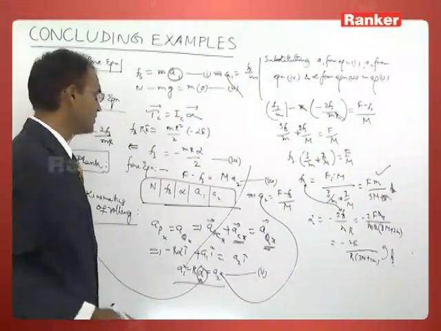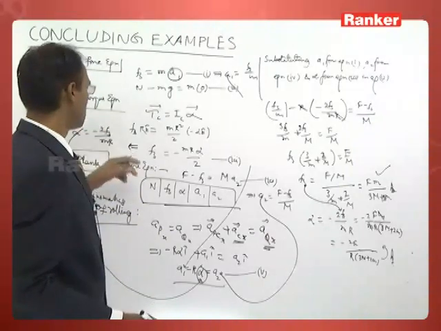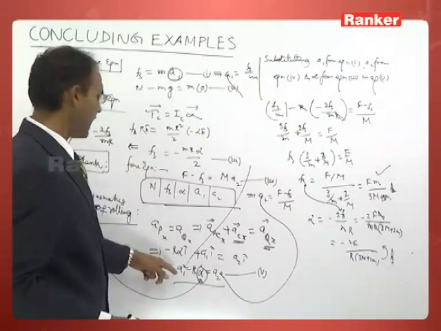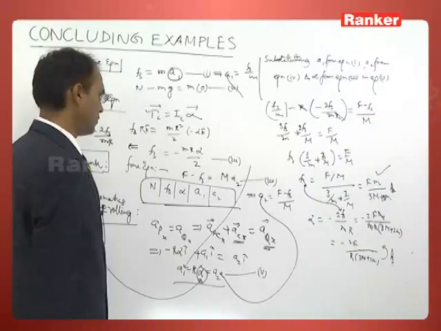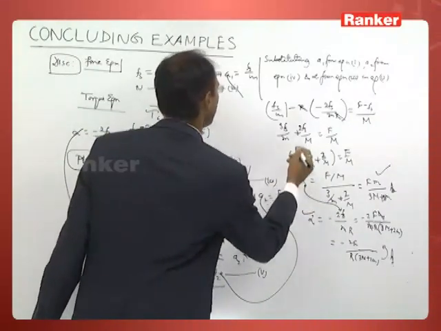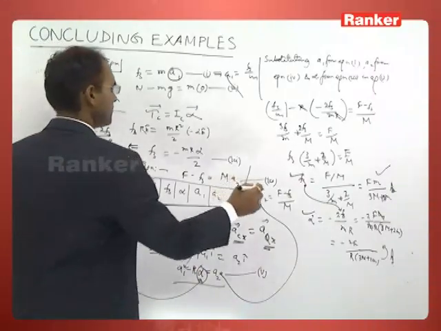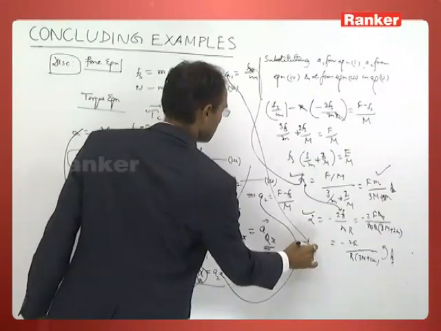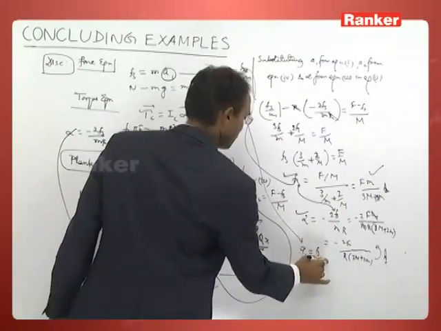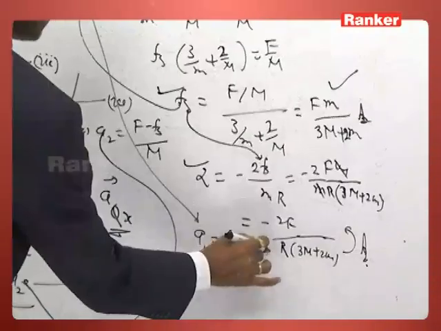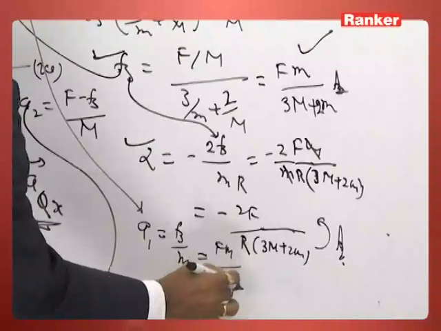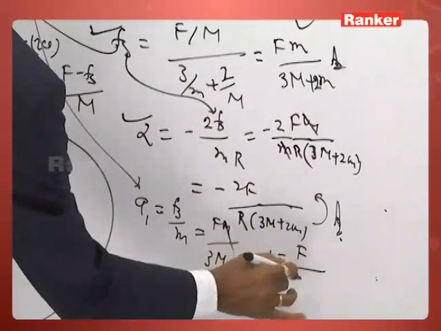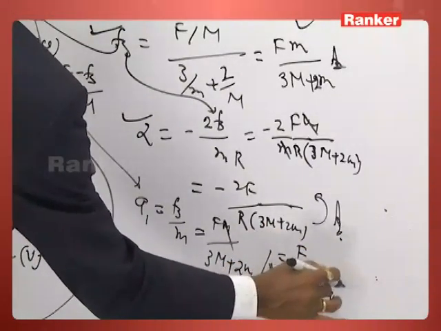Once you get the alpha, we can find the accelerations A1 and A2. We have got two quantities, Fs and alpha. Substituting Fs in equation 1, we are getting A1 is equal to Fs by m. But what is Fs? F small m by 3M plus 2 small m, and m is getting cancelled. So this is equal to F by 3 capital M plus 2 small m. Answer.